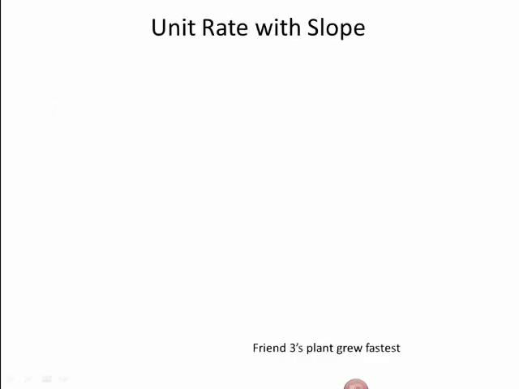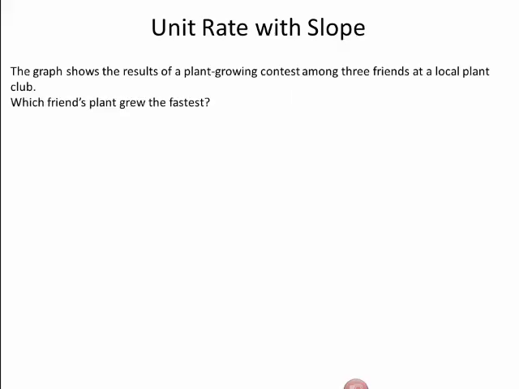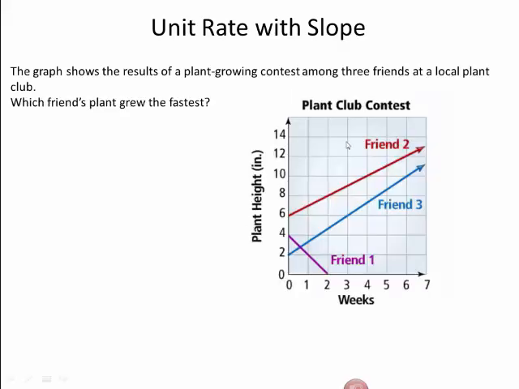Okay, so with unit rate with slope, let's look at this question. I've got a graph, and this is what you're going to look like, and you're going to have to find the unit rate of the lines. This question's asking which friend's plant grew the fastest. So, looking at this, it looks like friend 2 because it's the tallest one. That's not necessarily the fastest one. So you have to figure out the unit rate of each line.